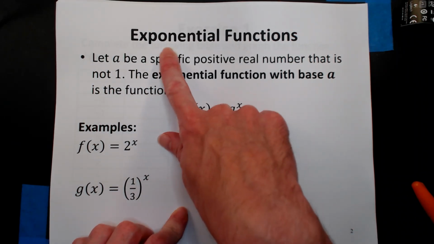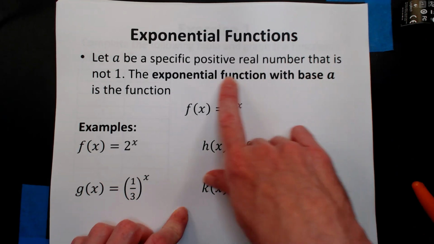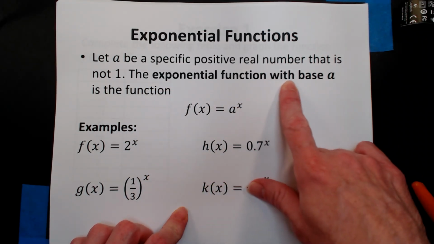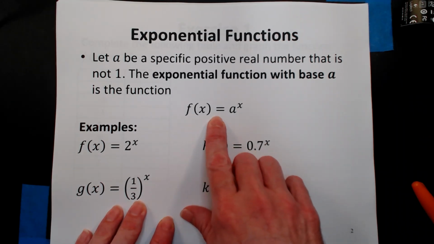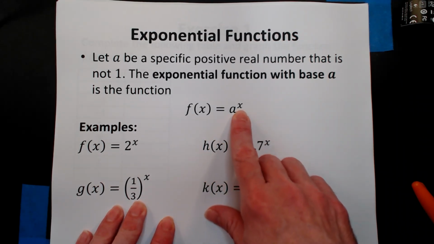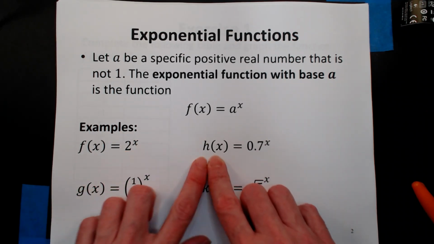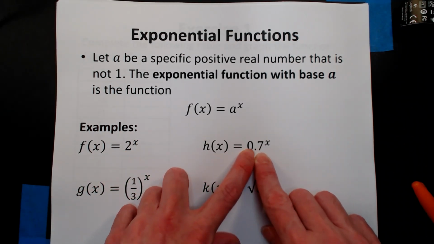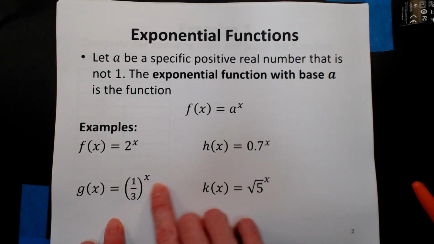So for exponential functions, let a be a specific positive real number that is not 1. The exponential function with base a is the function f of x equals a to the x power. A is our base. So here are some examples. 2 to the x power, h of x equals 0.7 to the x power, so it's a decimal to an x power.